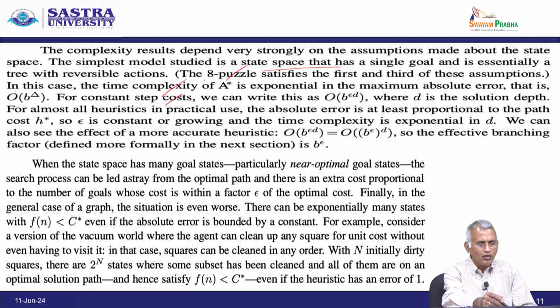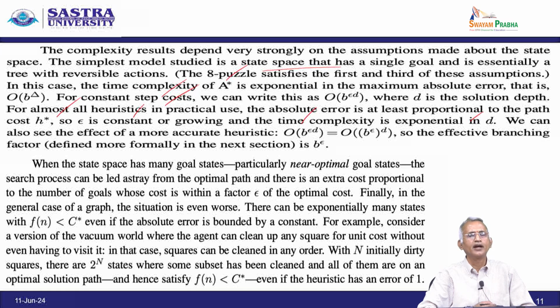For almost all heuristics in practical use, the absolute error is at least proportional to the path cost h star. So, epsilon is constant or growing and the time complexity is exponential in d. We can also see the effect of the more accurate heuristic: order of b power epsilon d equals order of b power epsilon whole power d. So, the effective branching factor is b power epsilon.